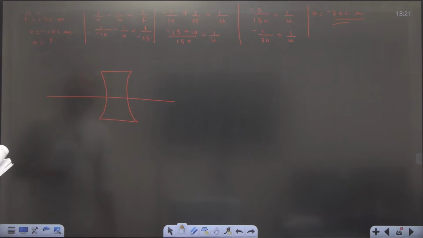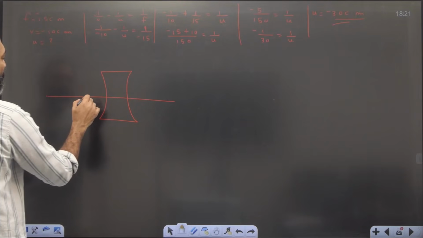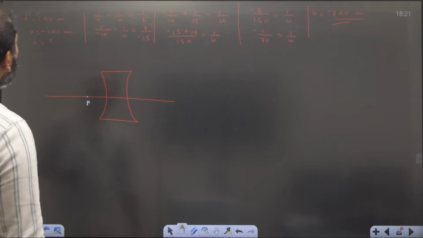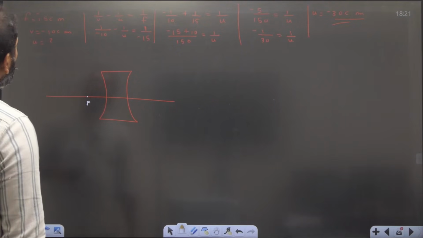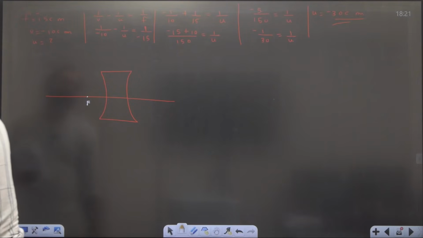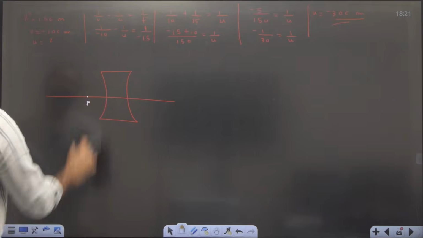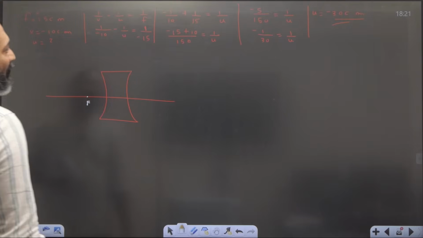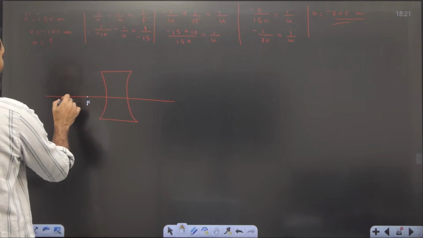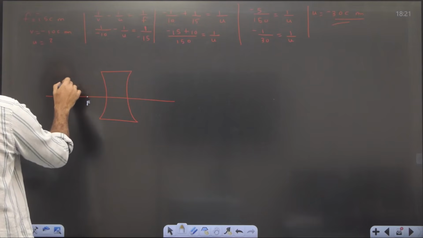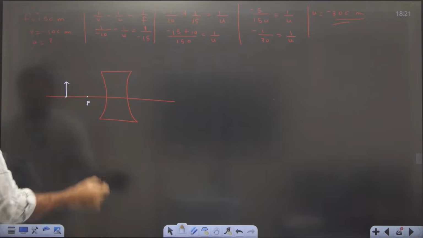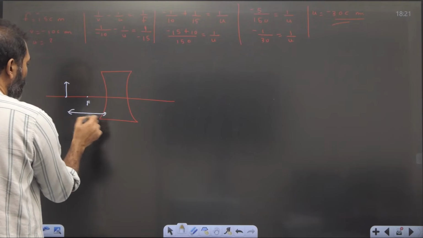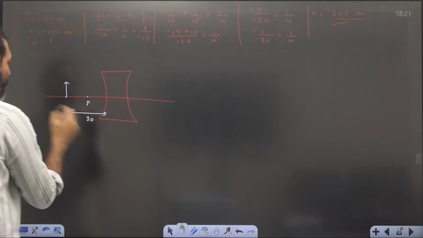Focal length is what? 15. So let the focal length be 15. The principal focus is F, and this will be the pole. So this will be the focal length, minus 15. The object is kept at what? Minus 30 centimeters. So this here should be the object. It is at a distance of minus 30. That is, when you write it, you will write it as 30.